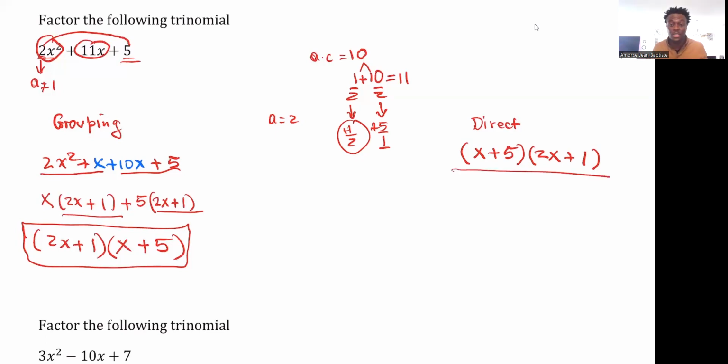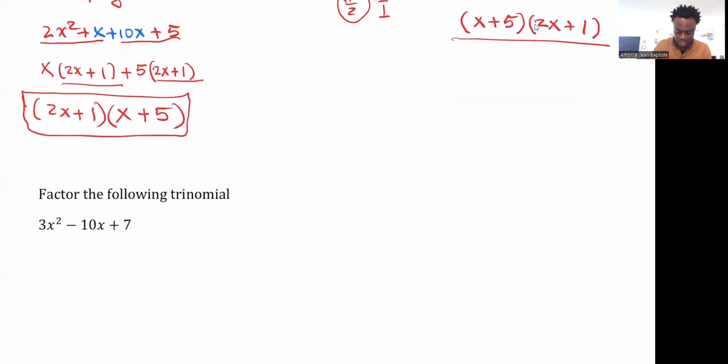It doesn't have a lot of steps. It's just you remember what to do. You find the two factors of a times c, divide by a, simplify, and then the bottom numbers are the coefficient of x, and then add the top, or subtract if it's negative.